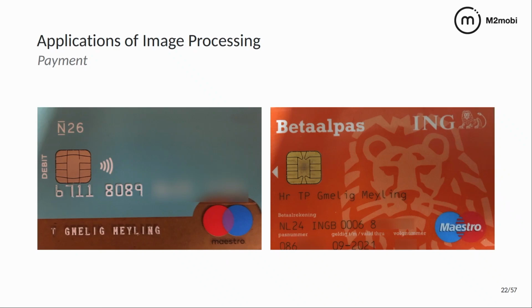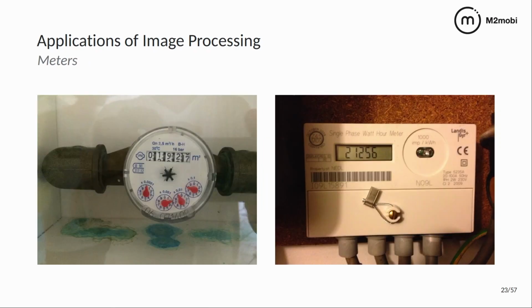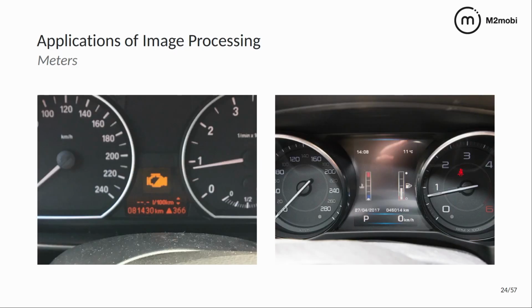Payment. This is an IBAN card and a card with credit card numbers on it, which you use for payment. You have meters. Sometimes an energy company requires the watt meter to be photographed, so they know your meter reading. And you can use it for your mileage logging. If you often travel by car, you often need to log your mileage for the government and for your company. So that's a useful application as well.